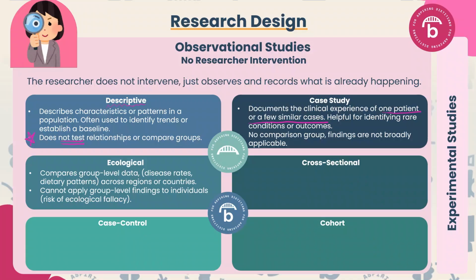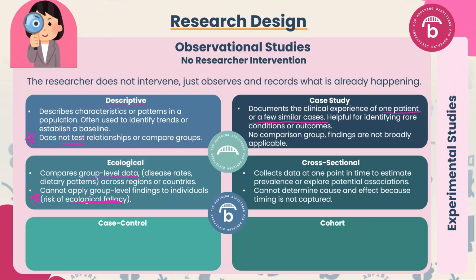Ecological studies look at data at the group level, not the individual. For example, you might compare average fat intake and heart disease rates across countries. This can be useful for spotting patterns, but it's risky. What's true at the population level may not hold for individuals. That's called the ecological fallacy, and we see it all the time in nutrition research.